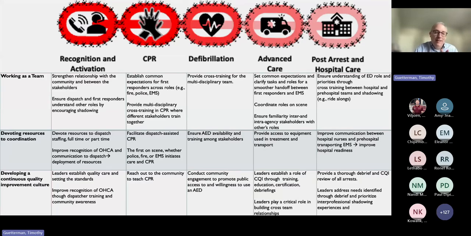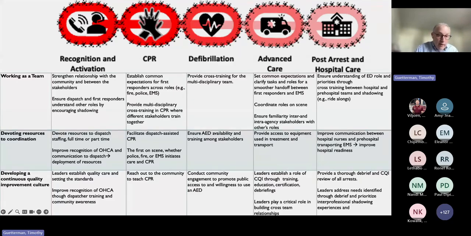I won't spend a lot of time on this because it's sort of beyond our scope here. But basically, we looked across what you would call the chain of survival, and that's what you see through the top here at each of these columns.